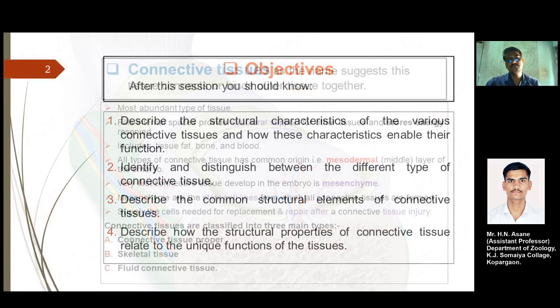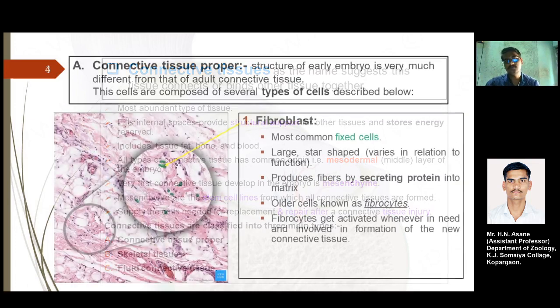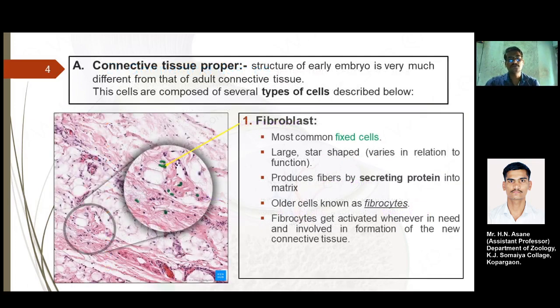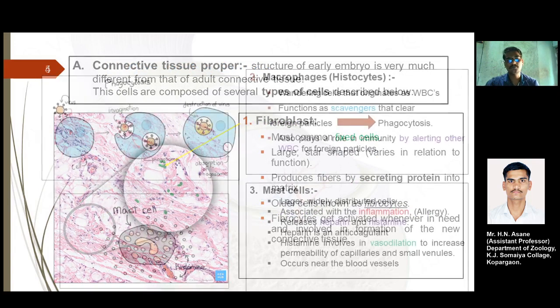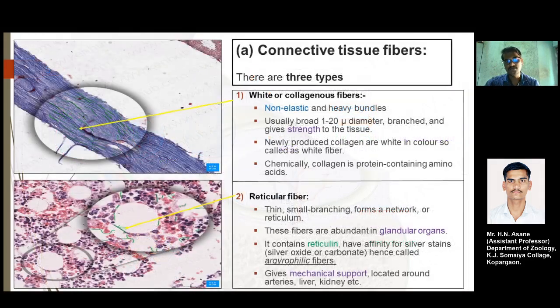We have seen the connective tissue, the general idea, and the cells from the connective tissue, the three main types: fibroblasts, macrophages, mast cells. Now we are going to see some fibers which are involved in the collaboration with the connective tissues.